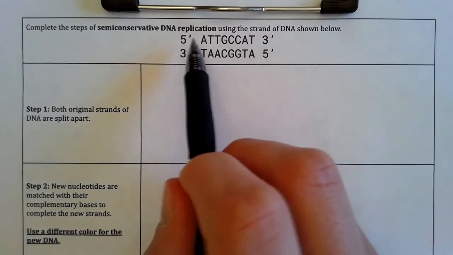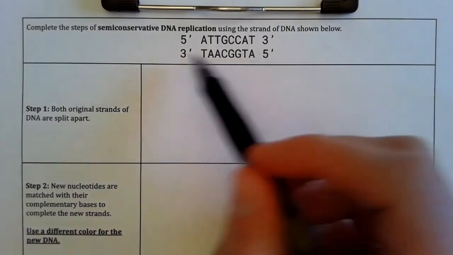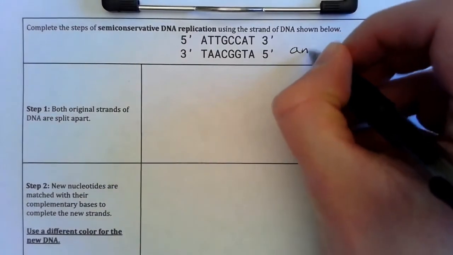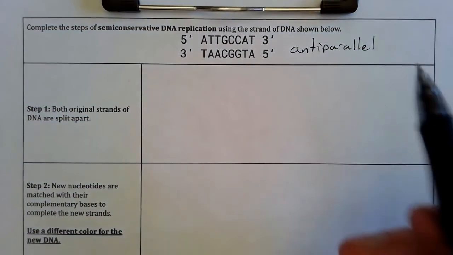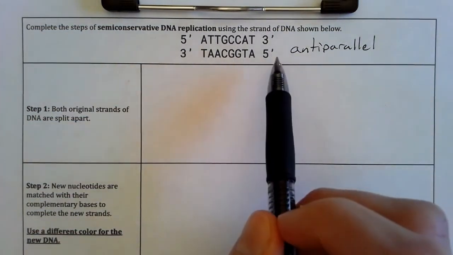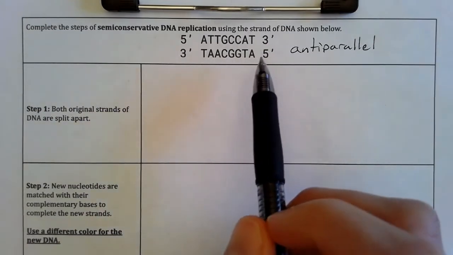The 5' and the 3' you see at either end are used to mark the ends of the DNA molecule and to show you that DNA is anti-parallel. So that just means the two strands go in opposite directions. So 5 to 3, 3 to 5. So they're next to each other, but opposite directions.